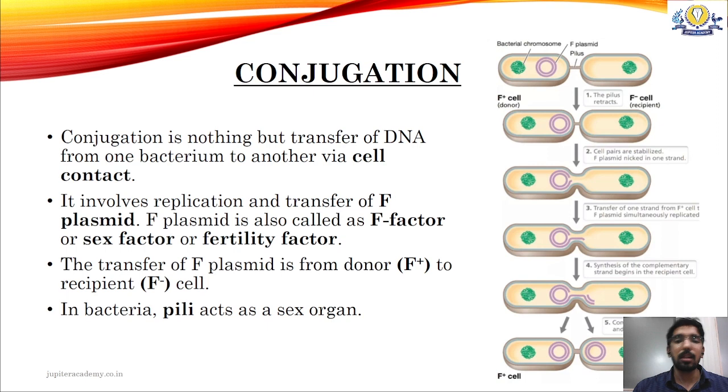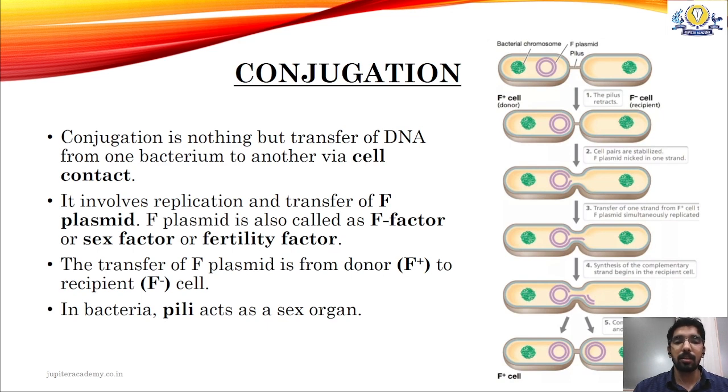Okay, now how does this cell contact take place? The bacteria come close to one another, and the pili on the bacteria fuse with each other and form a conjugation tube. Okay, what does it form? A conjugation tube.